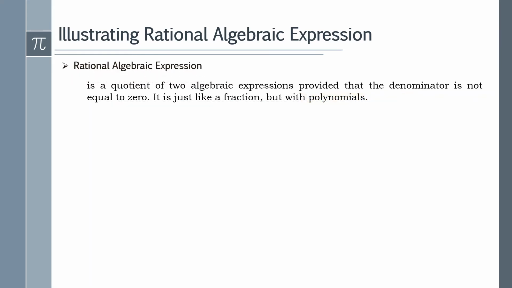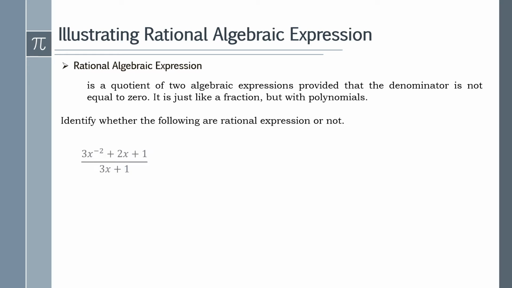So, we have to determine now, class, if a certain expression is a rational algebraic expression. That is the most important thing. How can we tell that it is a rational algebraic expression? We have to identify whether the following are rational expressions or not. First, we have 3x raised to the power of negative 2 plus 2x plus 1 over 3x plus 1. Is this a rational expression or not? What do you think? The answer is no. This is not a rational algebraic expression.